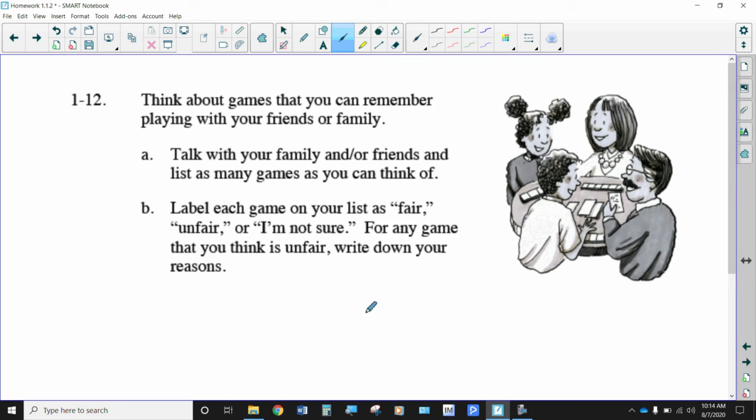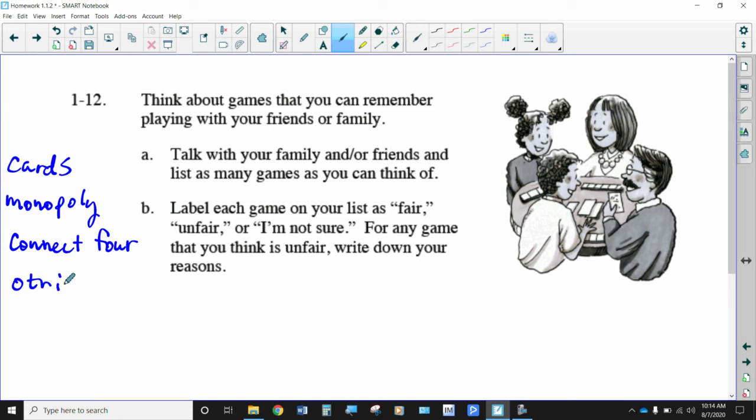Maybe what we can do is people can volunteer some of the games that they came up with. In the past, we often play card games in our family. We like to play Monopoly. What other games do we like to play? We like to play Connect 4. Oh, there's this one game that we call Otrio, which is kind of a funky tic-tac-toe kind of game.